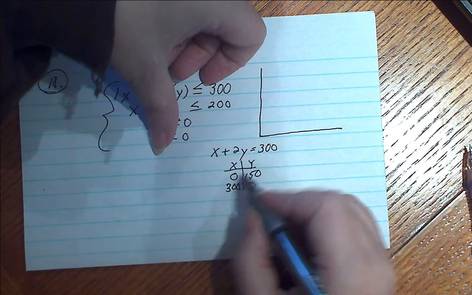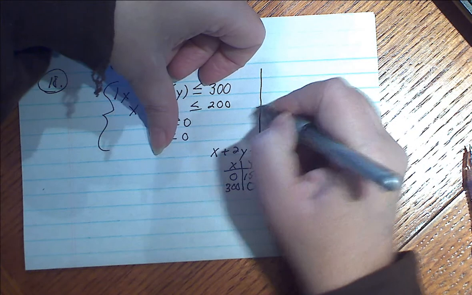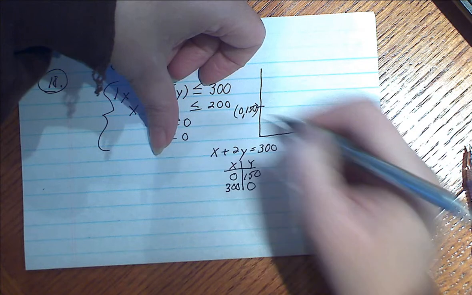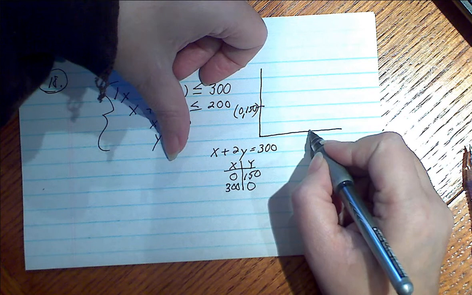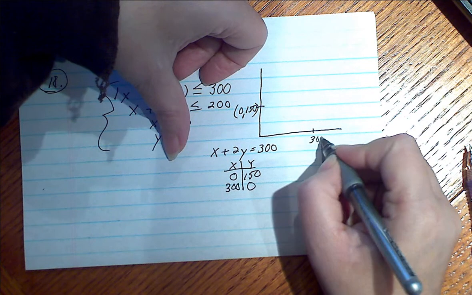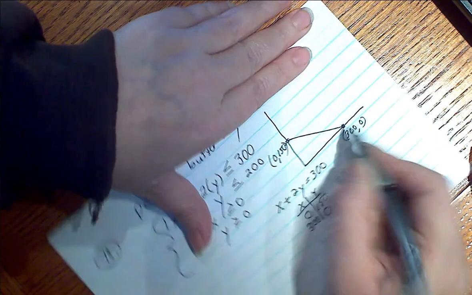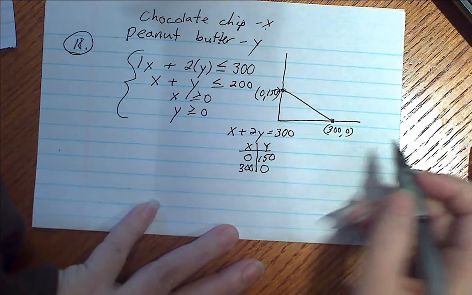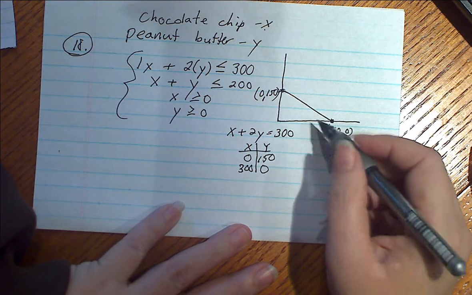So 0, 150, and this is 300, 0. I'm going to put my points there, connect them. Remember, we're only sketching it, so it doesn't have to be completely accurate as far as where it is. It's just sketching it.